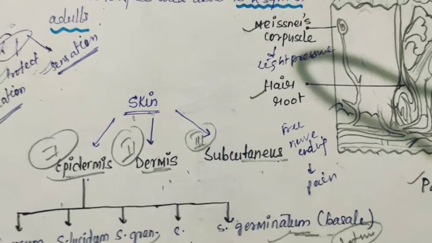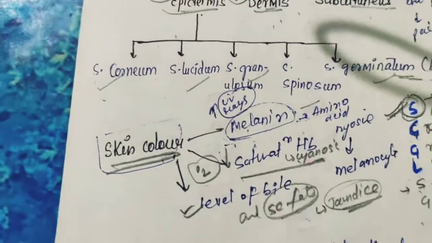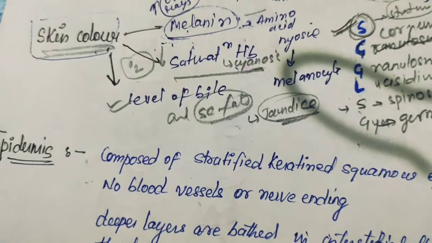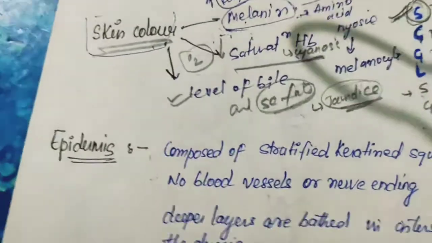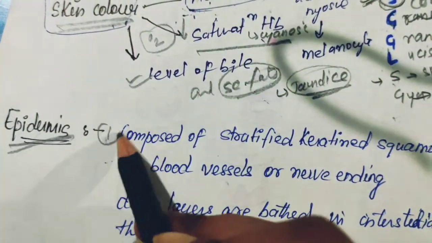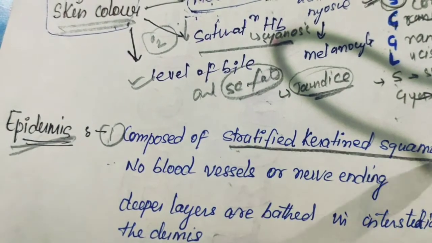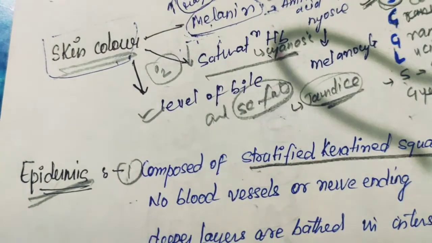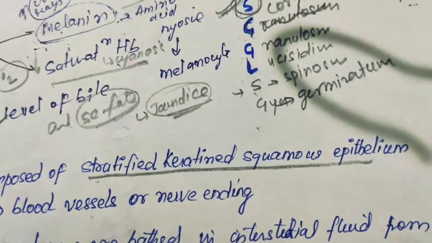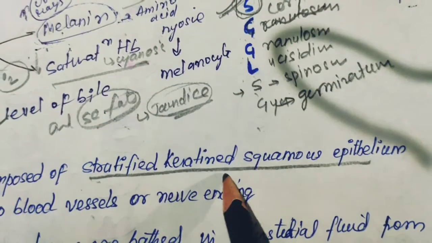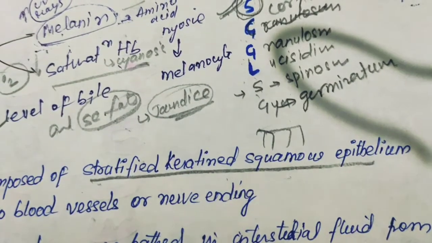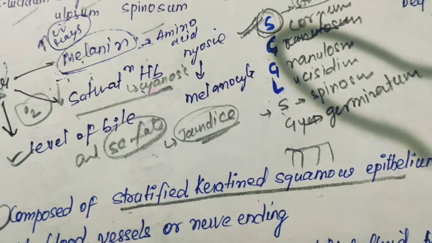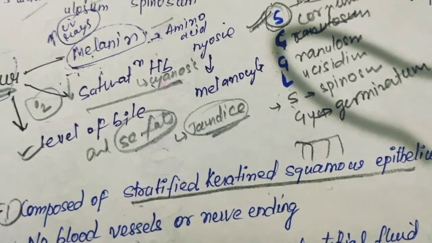Let me start from the epidermis. The epidermis is composed of stratified keratinized squamous epithelium, which is the outer layer. Squamous means a kind of square-shaped epithelium. We have certain types of tissues and their shapes, such as columnar and squamous, but I will not go that deep.